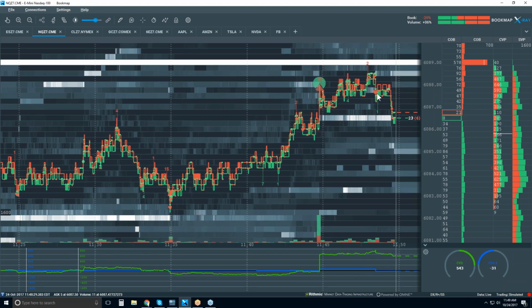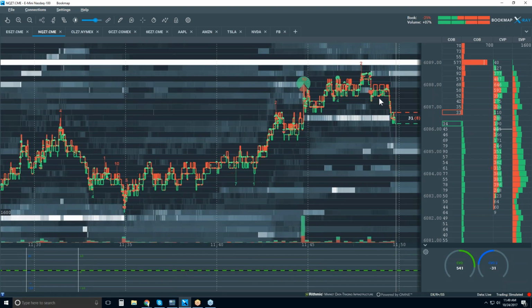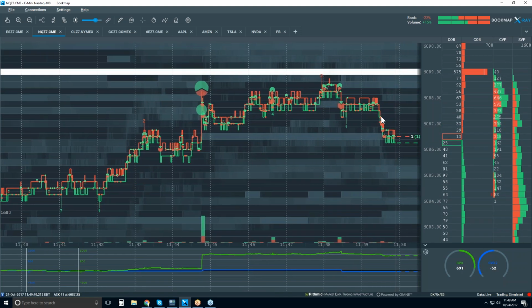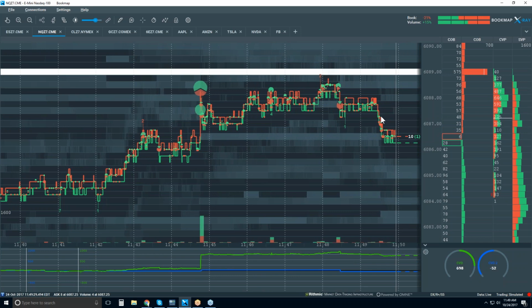Now, if that's the case and you're bearish at this point, let's zoom in a little bit more. Let's look for a pullback maybe to 87 here, maybe a little bit higher as well.